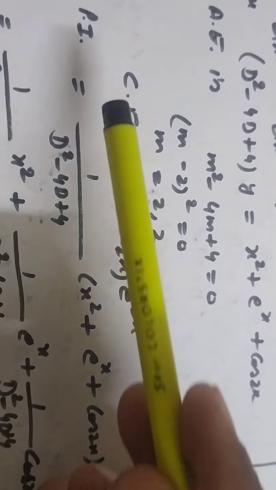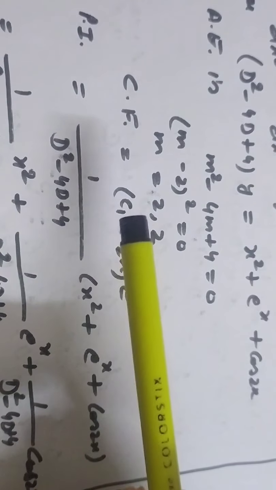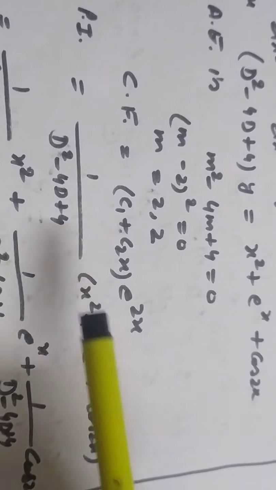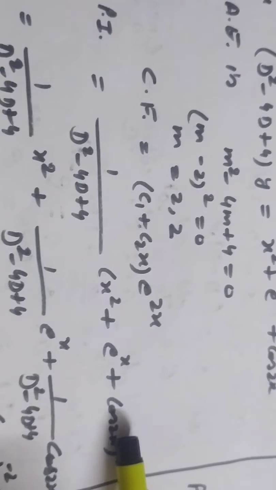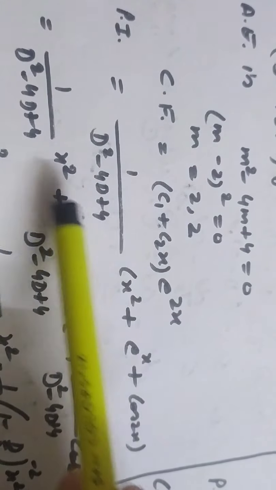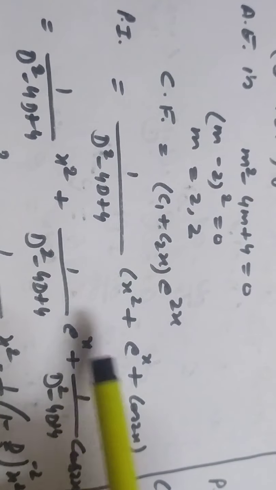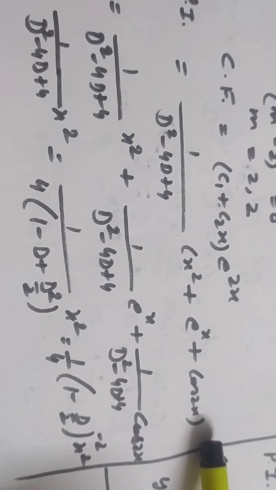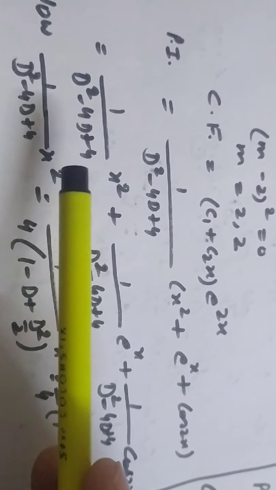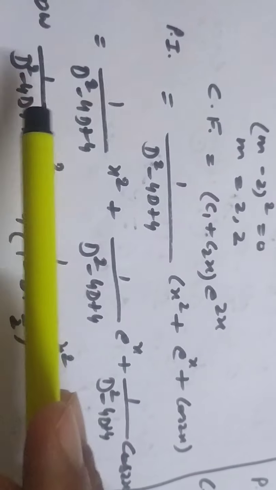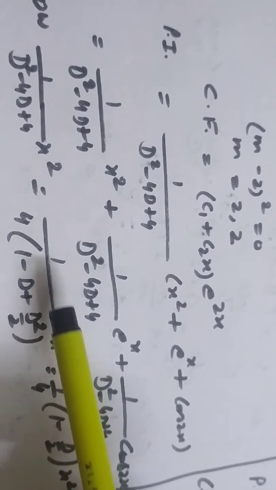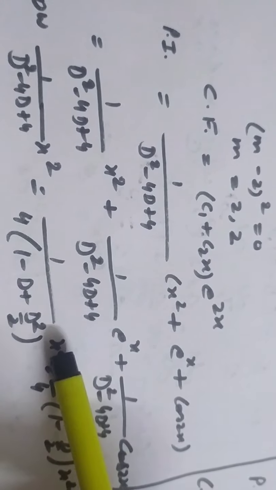Now to find the particular integral, you have to find it for all three terms separately, that is for x square, e raised to x and cos 2x. So first you apply 1 over d square minus 4d plus 4 to x square, and then to e raised to x, and then to cos 2x. I'm finding this separately for each expression: 1 over d square minus 4d plus 4 on x square is equal to 1 over 4 into 1 minus d plus d square over 2 x square.